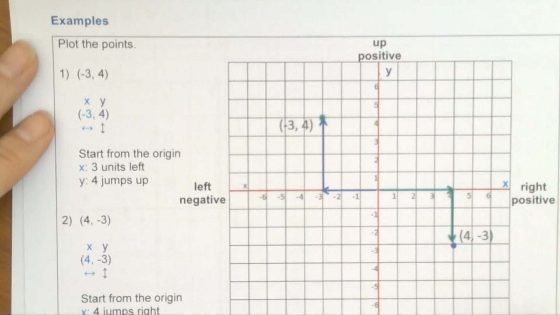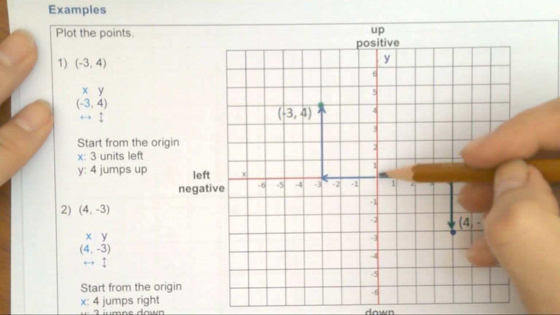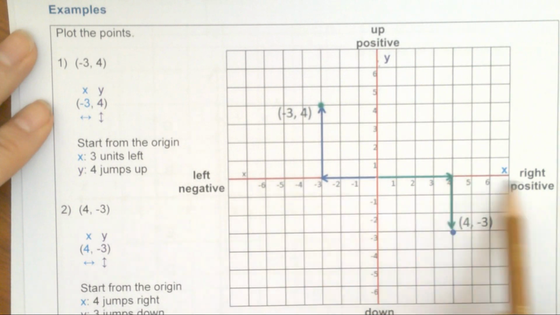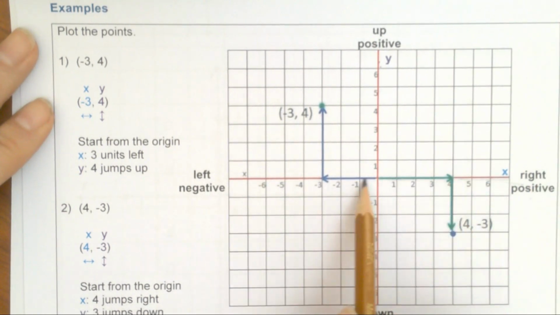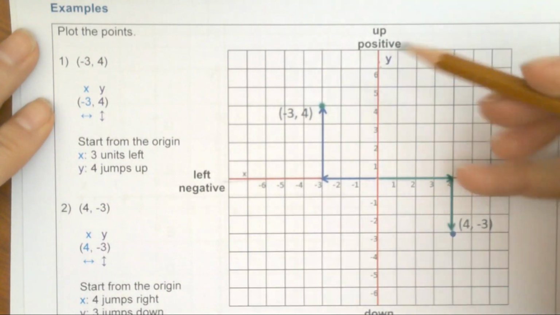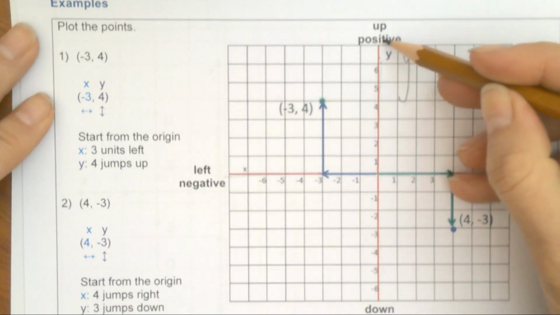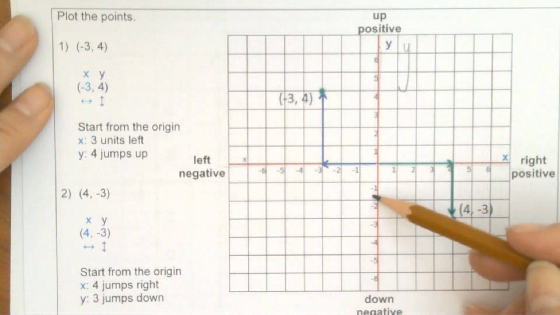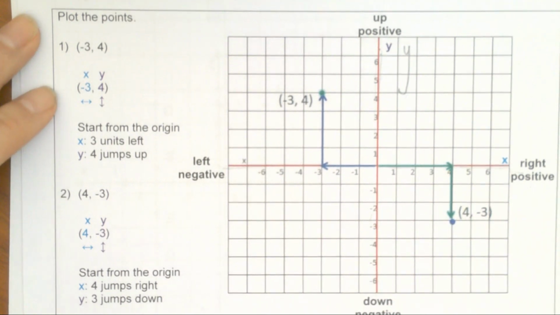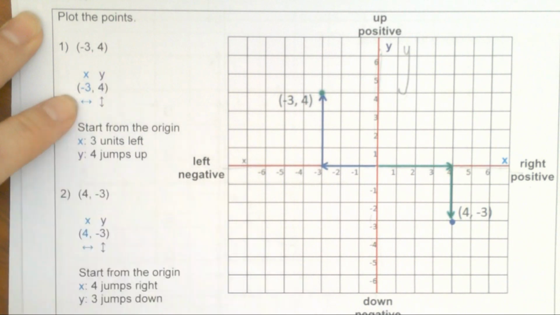So when we have our graph, if we look at the x-axis here, these numbers are right and they're positive. These numbers are left and they're negative. On the y-axis, remember y goes like this. Up is positive, and down you can see all those negative numbers. Okay? So what I do is I take my point and I just label it x, y.